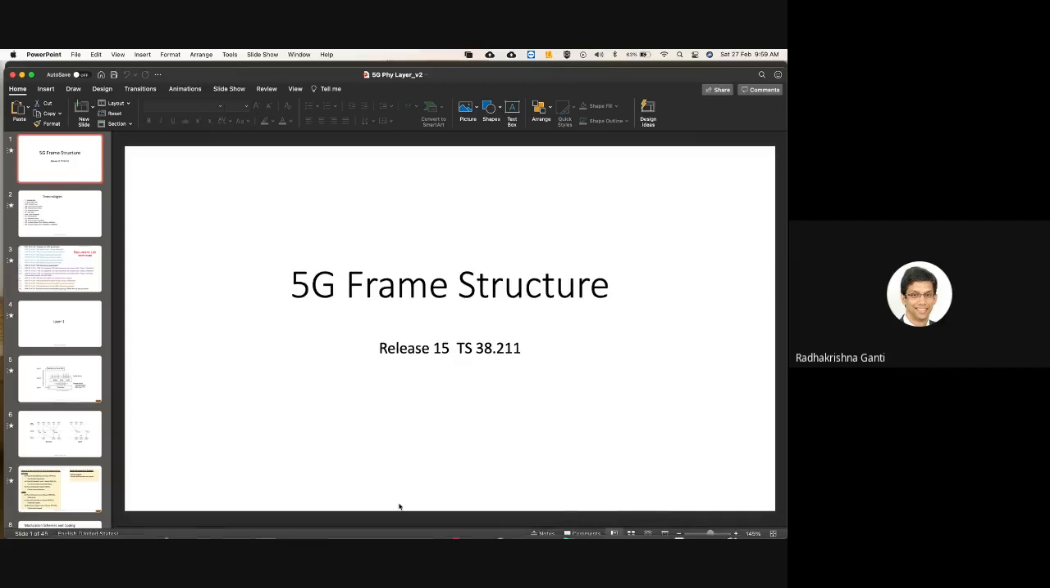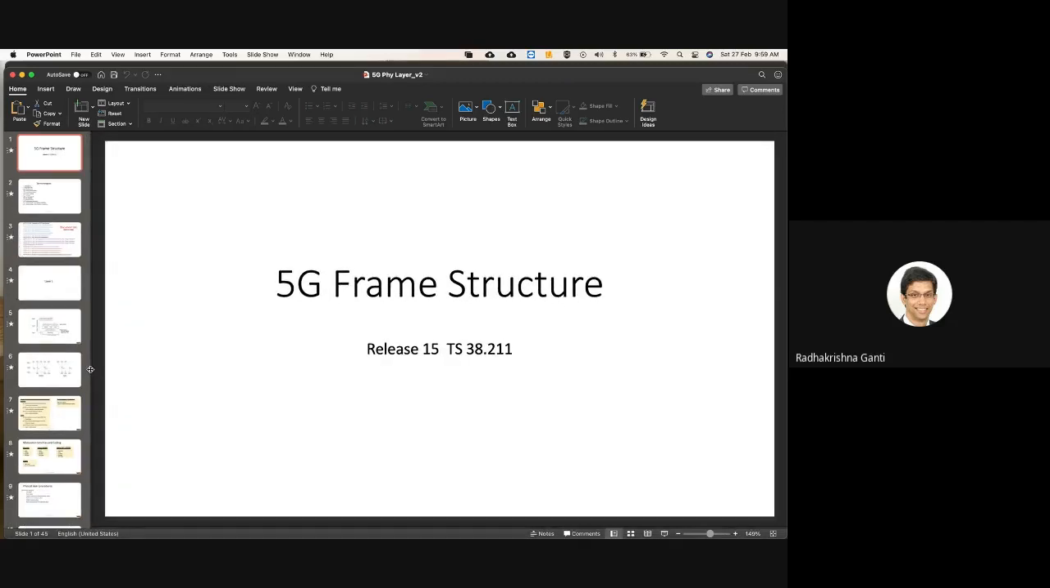Okay. So all of you can see my screen. Is it clear enough? Shubham, can you see my screen? Is it clear? Yes, it is clear, sir. Yes, sir, we can see.